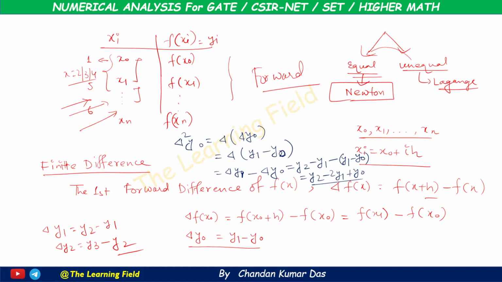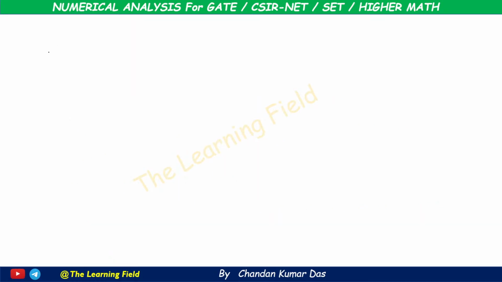Similarly, we can calculate the third order, fourth order, fifth order and up to kth order finite differences. In general, the kth order finite difference, delta k of y0, with respect to this point y0, is equal to yk minus kC1 y(k-1) plus kC2 y(k-2), and so on with alternate signs, up to (-1) to the power k into y0. So this is the general expression for the kth order finite differences.